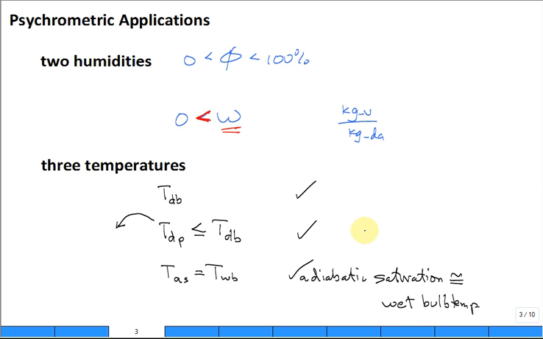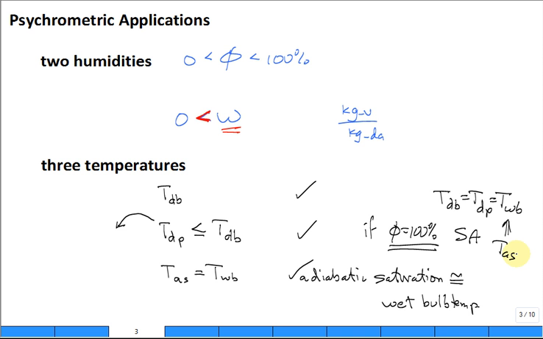If it's 100% relative humidity, then in this very special case, it's saturated air and the temperature dry bulb is equal to the temperature dew point is equal to the temperature wet bulb, which is the same as the temperature adiabatic saturation. So all three temperatures coexist, or they have the same numeric value for saturated air.